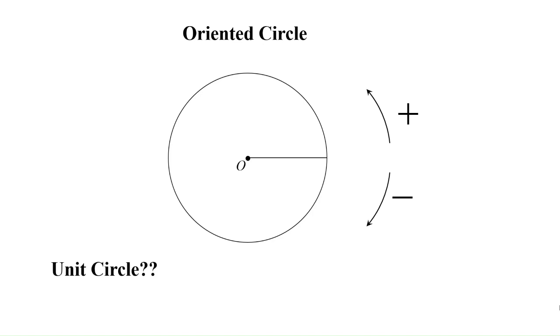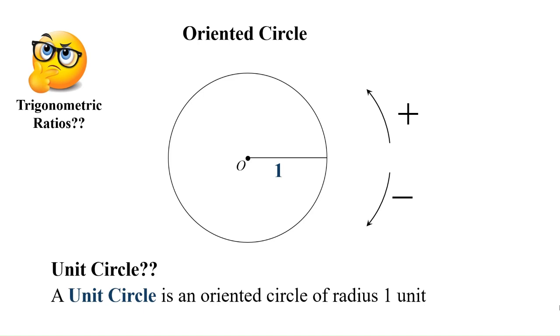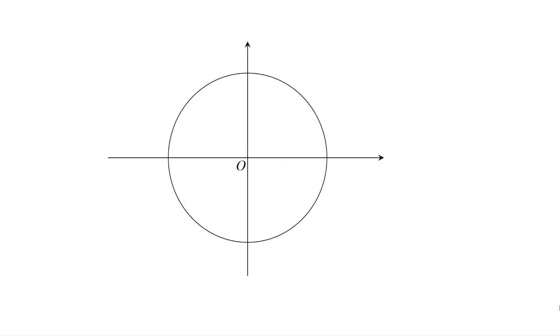But what is the unit circle? The unit circle is in fact an oriented circle of radius 1 unit. But what does that have to do with the trigonometric ratios? If we introduce an orthonormal system on the unit circle with its origin at the center of the circle, this yields the vertices of the circle on 1 and negative 1 on both axes.